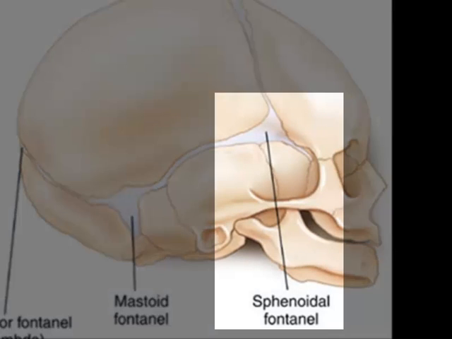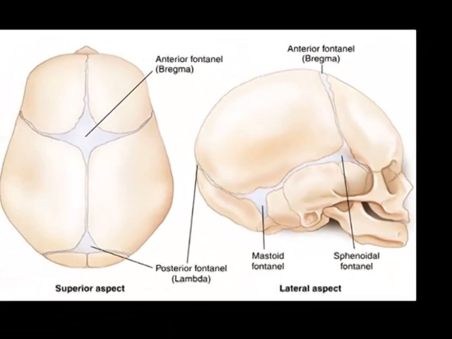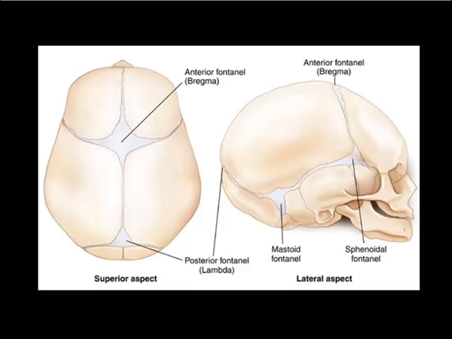The posterior fontanelle, the lambda, and the anterior lateral fontanelles are the first to close right around 1 to 3 months of age. The others close much later, around 2 years of age.